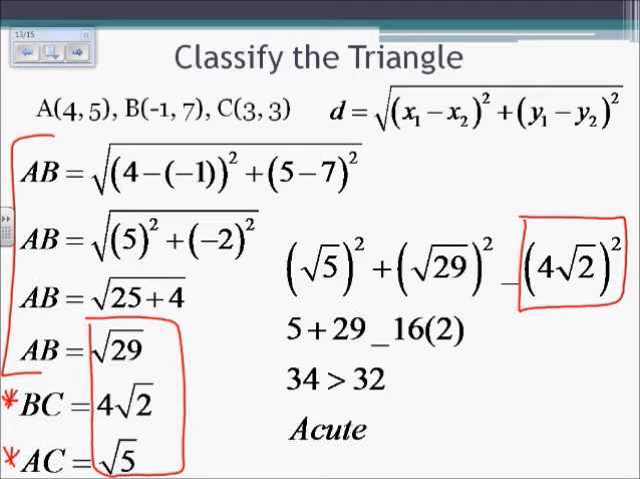Then doing your Pythagorean Theorem type work with it, where you're squaring the smaller 2 and adding them together, squaring the larger one, and then comparing the 2, and then from the comparison, distinguishing between acute or obtuse.